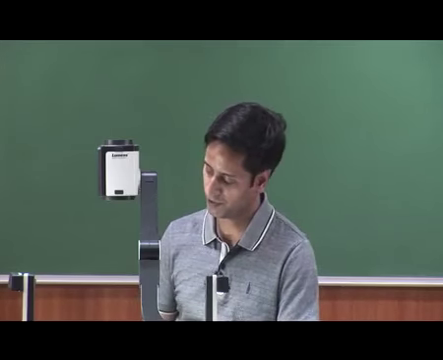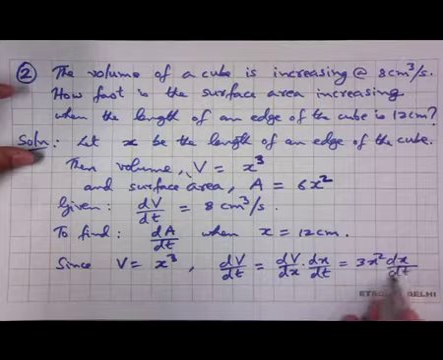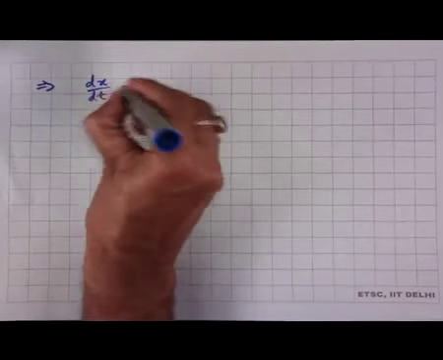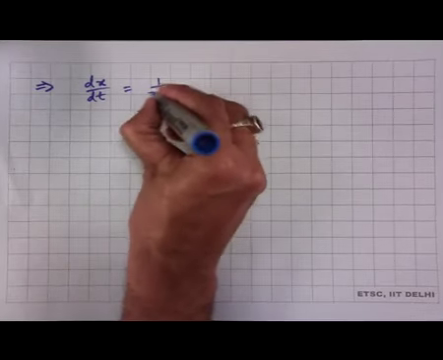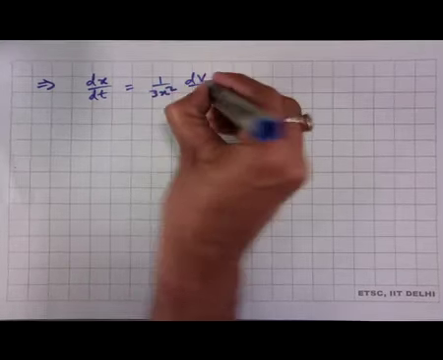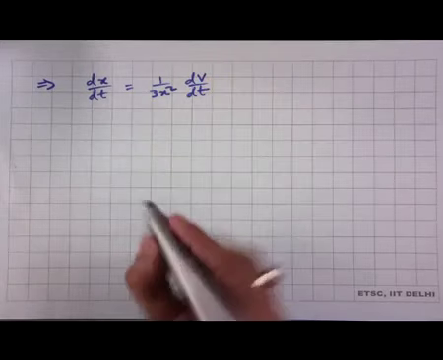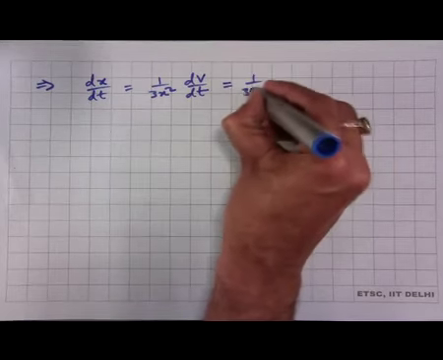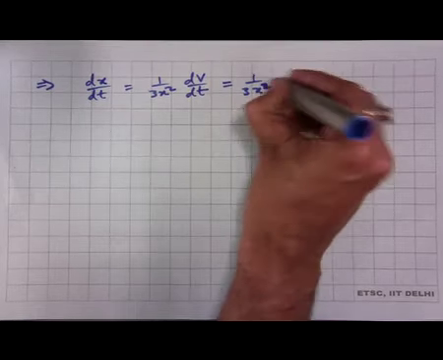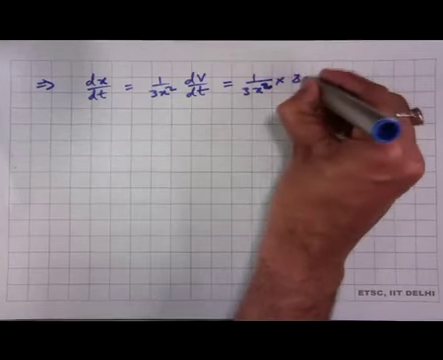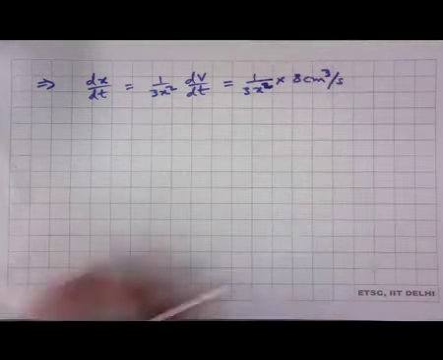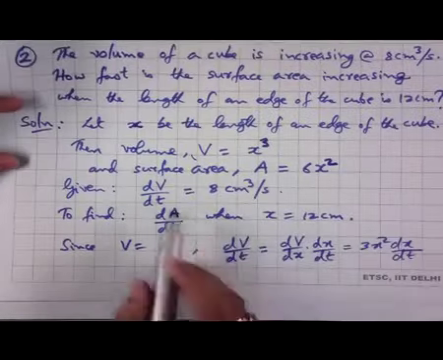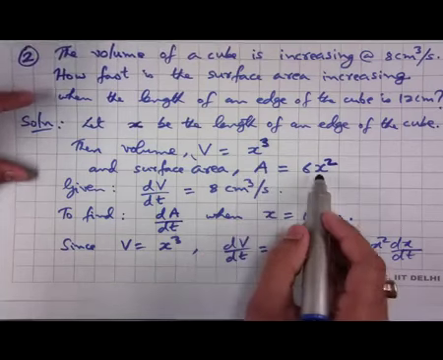Now, we are given dV/dt, so we can calculate dx/dt. This implies dx/dt is equal to 1 by 3x² times dV/dt, and dV/dt is given to be 8 centimeter cube per second. So, this is 1 by 3x² times 8 centimeter cube per second. So, now we know what is dx/dt, and we have surface area as a function of x.